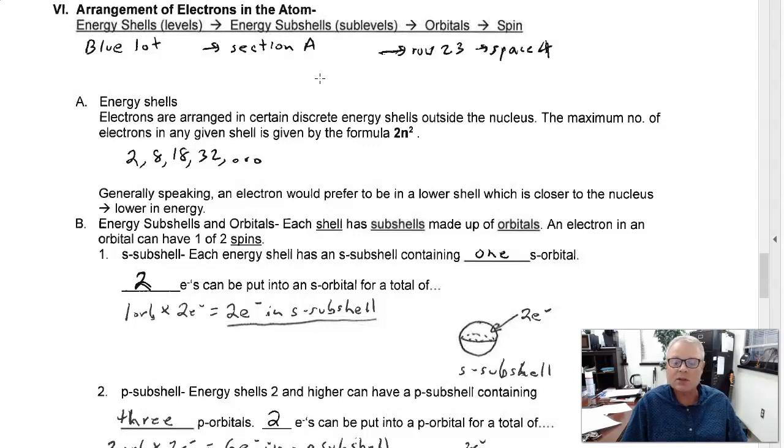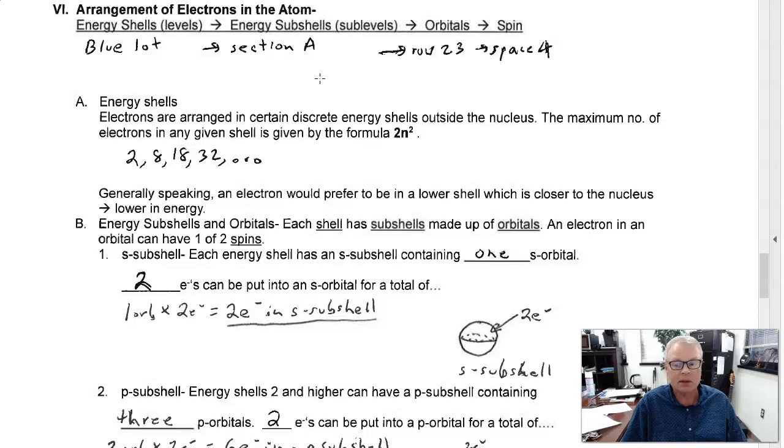So electrons are arranged in certain discrete energy shells outside the nucleus. Okay, the maximum number of electrons in any given shell is given by the formula 2n squared. All right, so in other words, electrons are arranged in energy shells outside the nucleus, and you can be in the first energy shell, you can be in the second energy shell, you can be in the third energy shell, and so on and so forth. All right, it's always a whole number. It's like stairs on a staircase. You can be on the first step, you can be on the second step, third step. You can't be on the 2.5 step. You'll fall down if you try to do that.